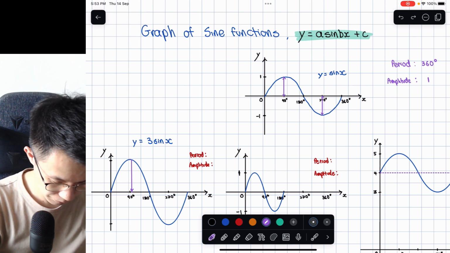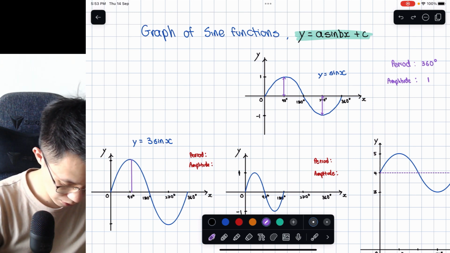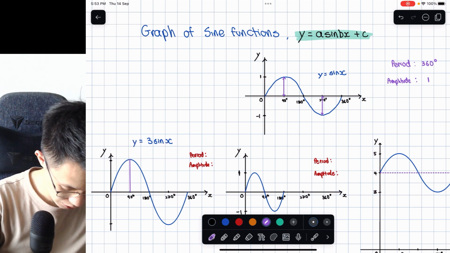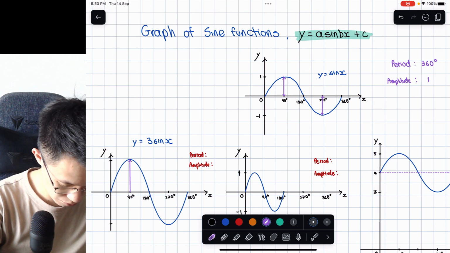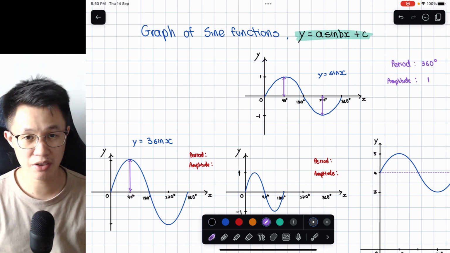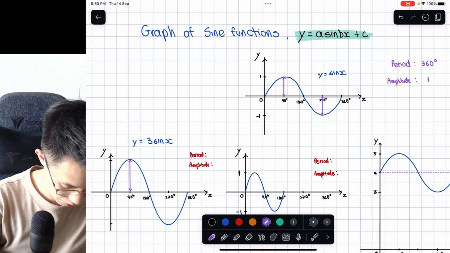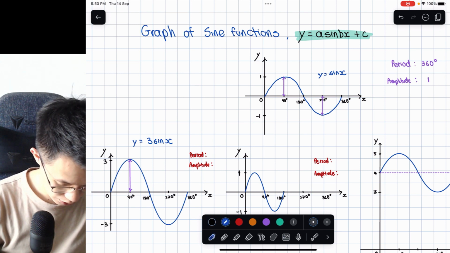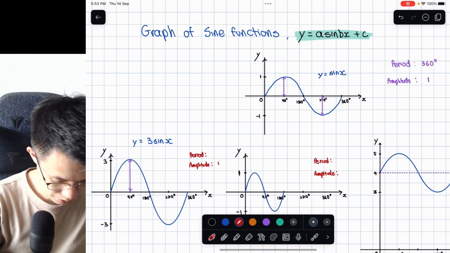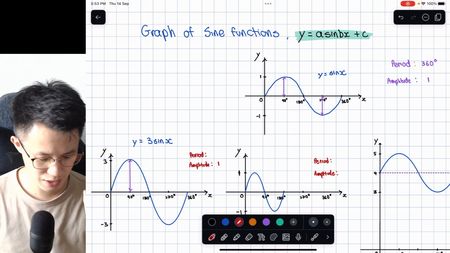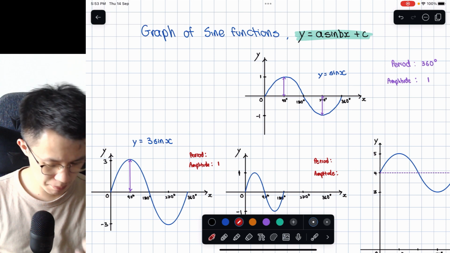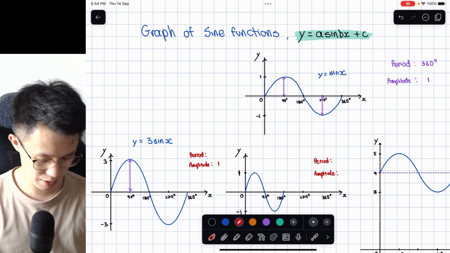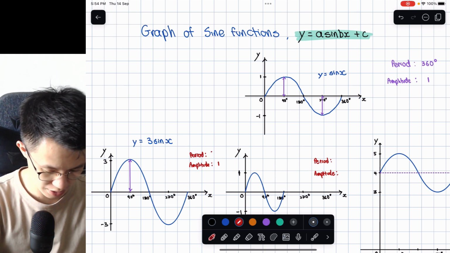If you multiply anything to sine x, you in fact just increase the maximum value and increase the amplitude. So in this case, my maximum value will be 3 and my minimum value will be -3. So now my amplitude is 3 instead of 1, but my period does not change. My period still stays as 360 degrees because it doesn't change the x. To form one cycle, it still takes 360 degrees.